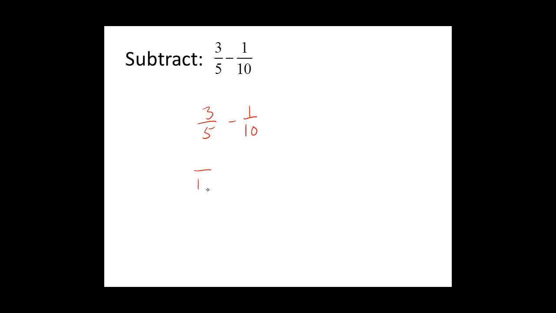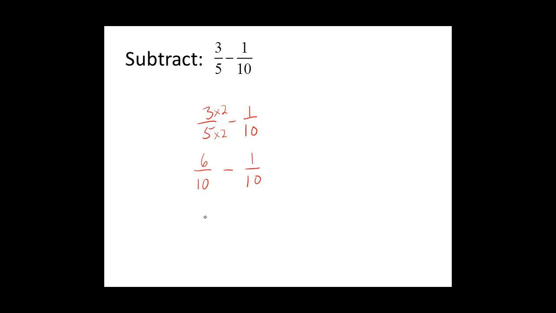We will write both of these fractions with a denominator of 10. We will ask ourselves, what times 5 is equal to 10? What did we multiply by? We multiplied by 2. So we multiply the numerator by 2. 3 times 2 is 6. We did not change this denominator, so we do not need to change the numerator.